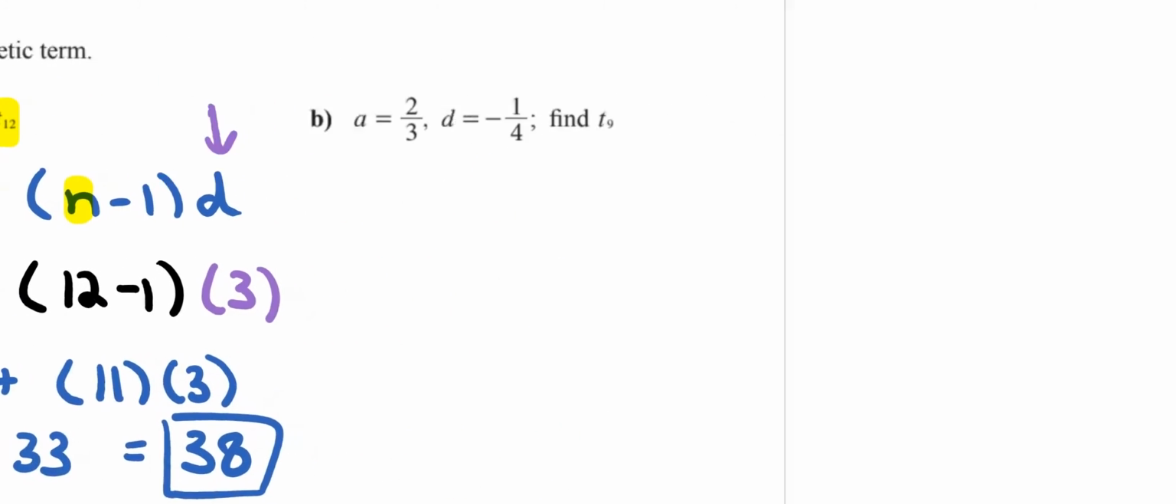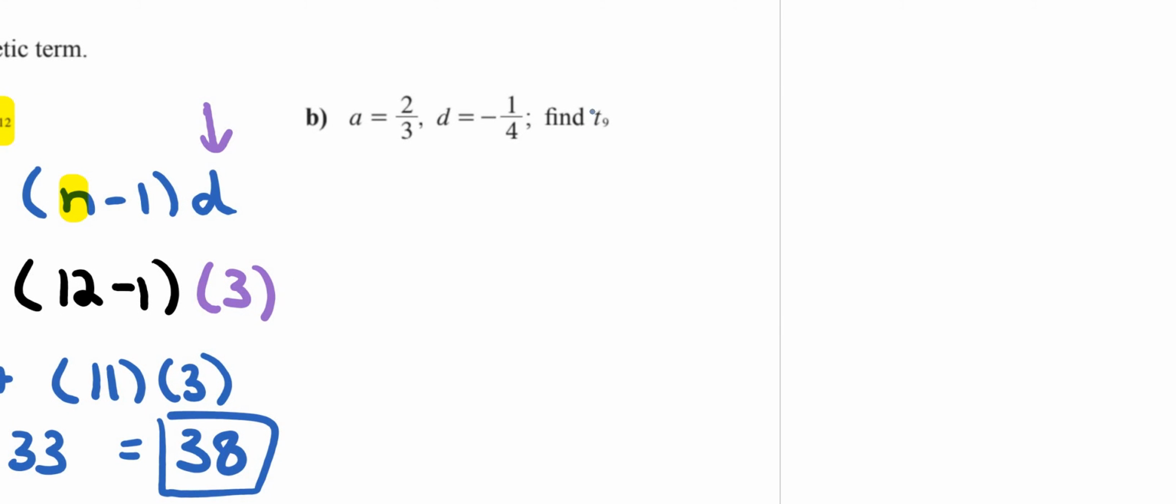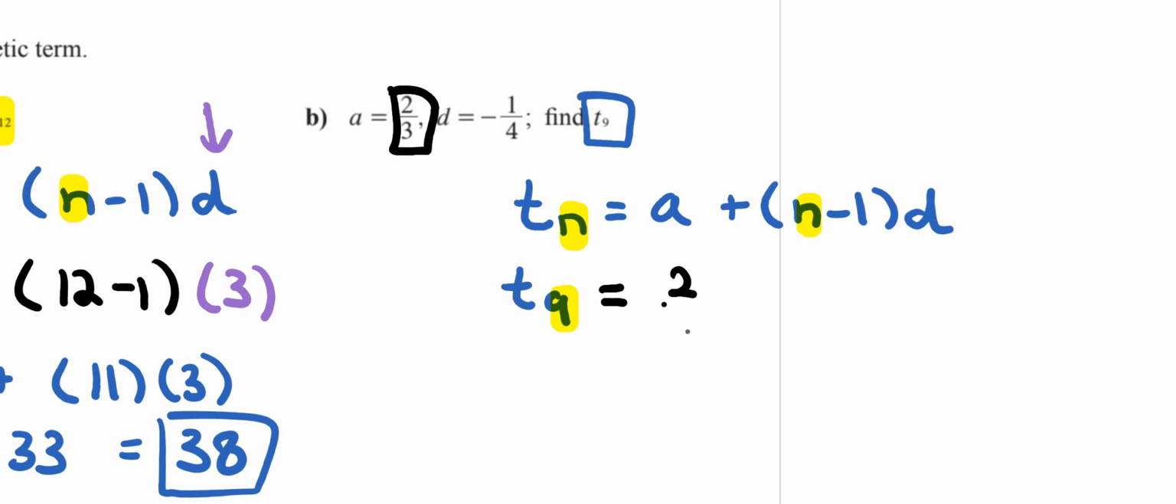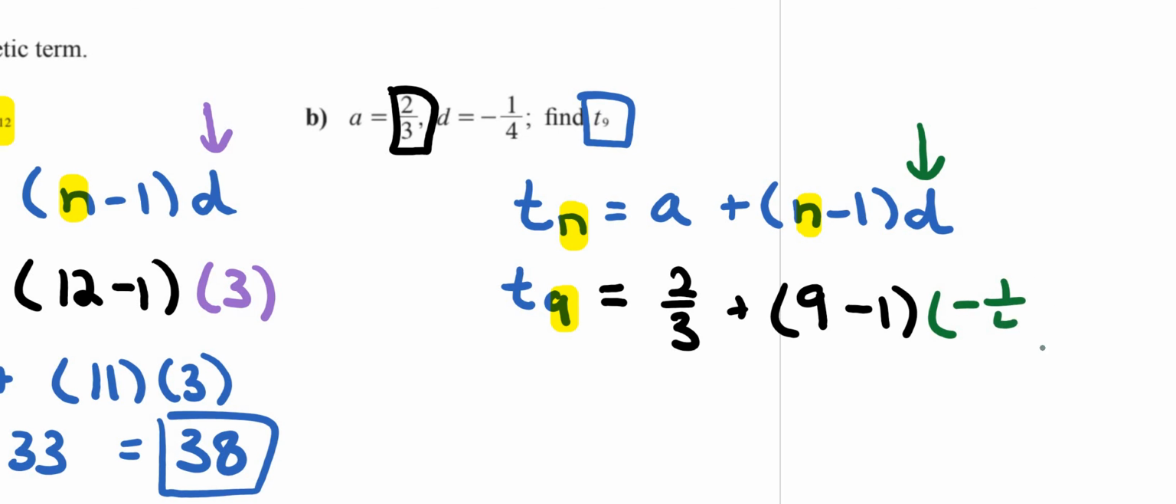Okay, for question 8b, I need to find the 9th term. Let's start off by writing our formula here. This question isn't too bad. You're just plugging numbers into the formula and practicing your calculation skills. So I need to find the 9th term, and anytime you see the value of n, that changes to 9. What is my first term? Well, my first term is 2/3 plus, the value of n is 9, so 9 minus 1 times the common difference. And the common difference here is -1 over 4.